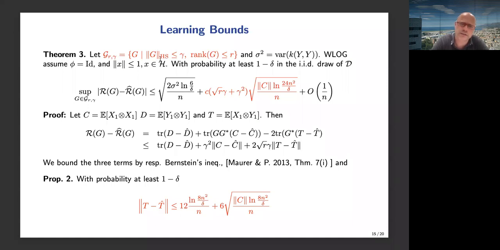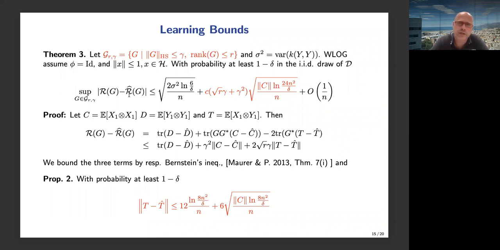However, this is not a big difference because the two estimators can be linked to one another. But to present the analysis, it is more convenient to consider this formulation. In this case, what we are able to derive is a uniform bound on the uniform deviation between the risk and the empirical risk over the class of such estimators.